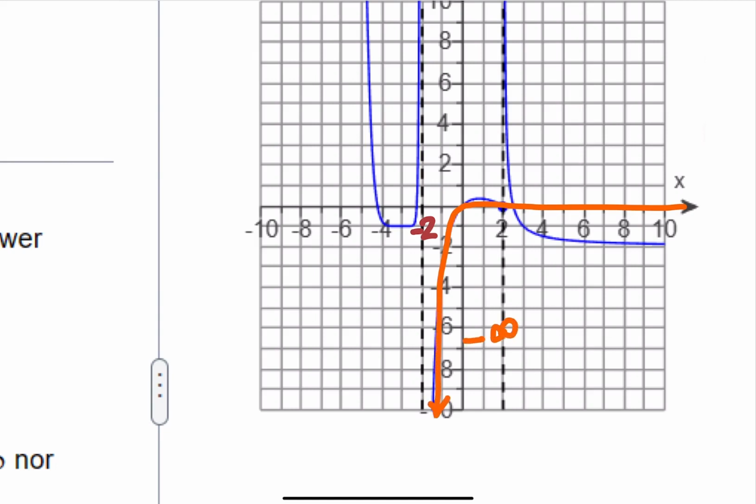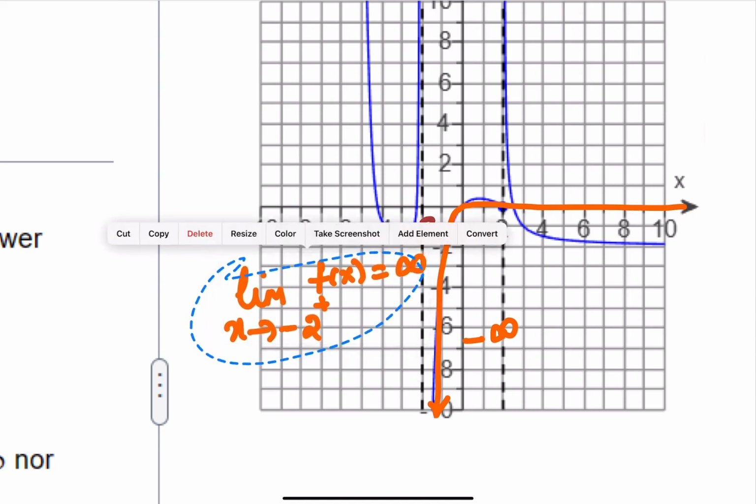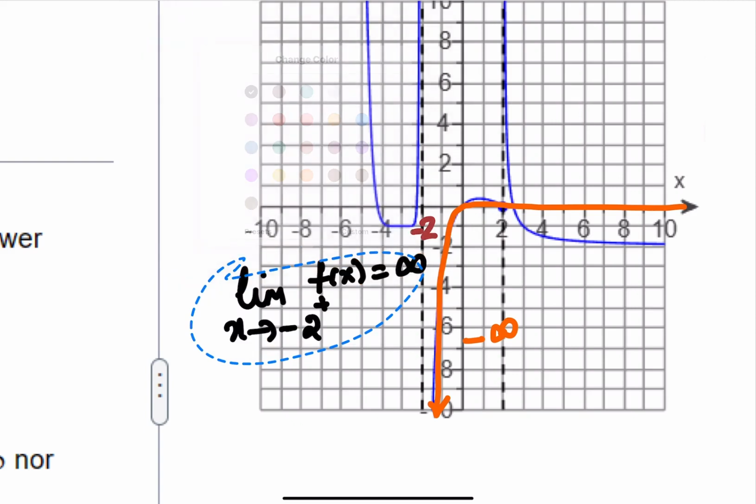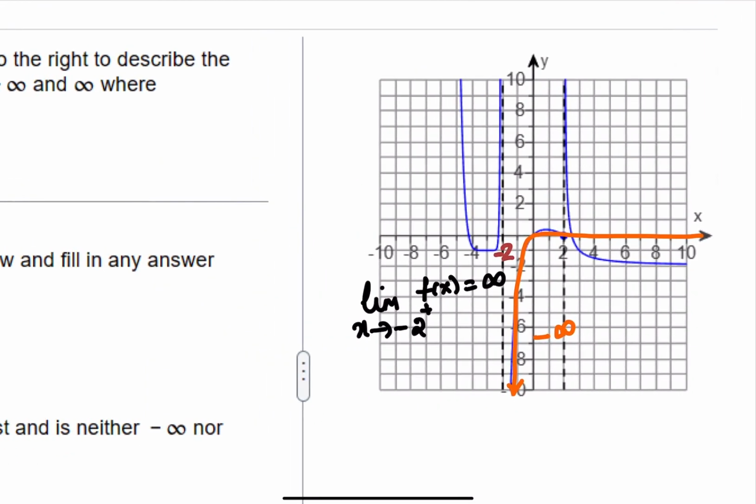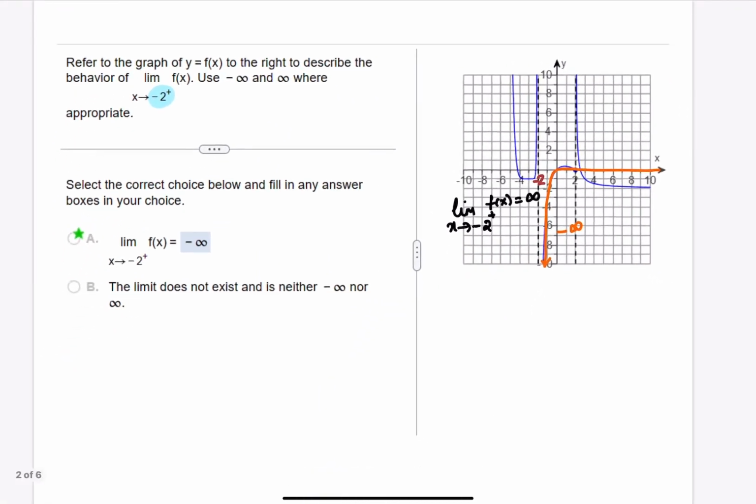So when limit x goes to negative 2 from the positive side, the function goes to infinity. Probably this color is not good. Let me go ahead and change the color. Let's see. I'm going to change it to black. There you go, much more clear. Okay, so I'm simply looking where the function is going, and the function goes to negative infinity.